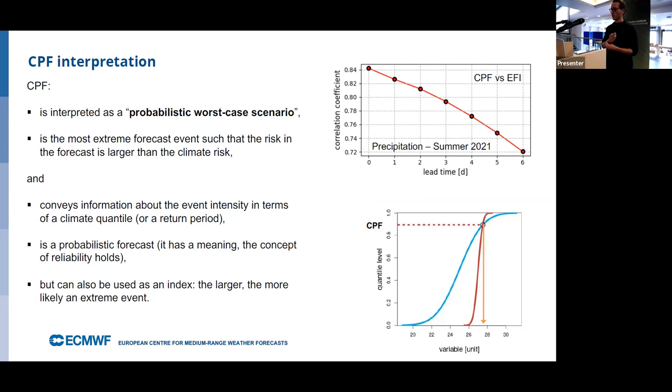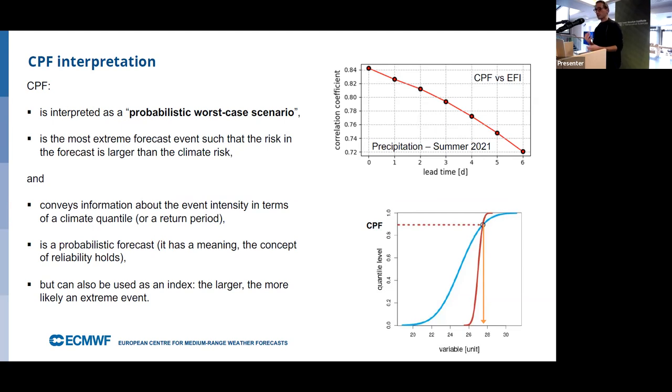So I think what is interesting with this concept of crossing point forecast is that it also conveys information about the potential event intensity, and that we can translate the crossing point forecast back into a value in the parameter space, with the unit associated with the parameter we are interested in. And it's a probabilistic forecast, so it has a meaning in the sense that we can look at the reliability of the CPF. So the concept of reliability itself holds in this context, which is not the case if we look at an index like the extreme forecast index.